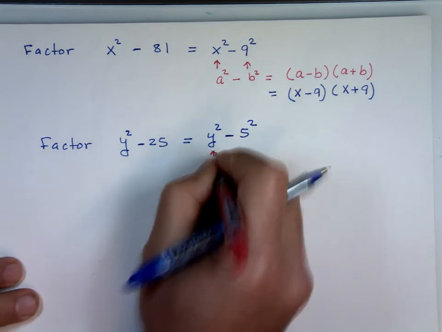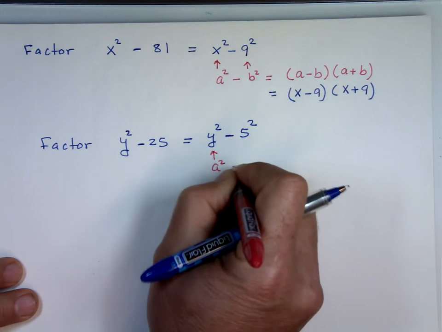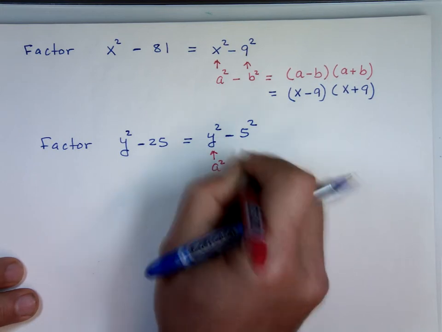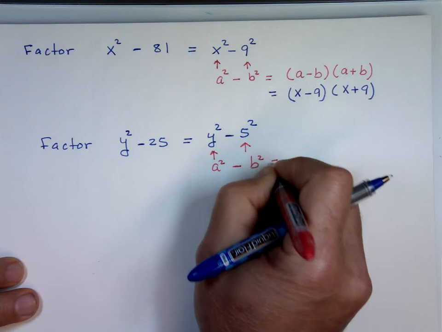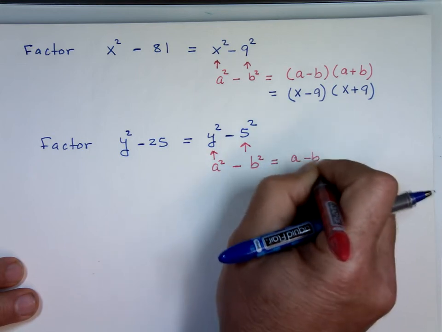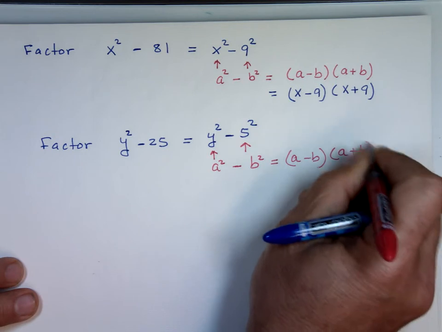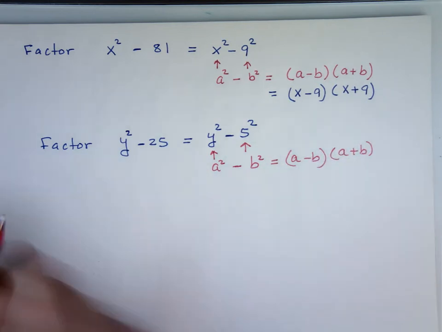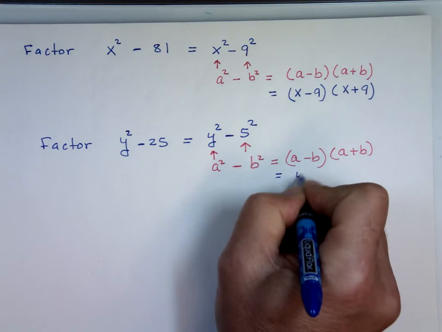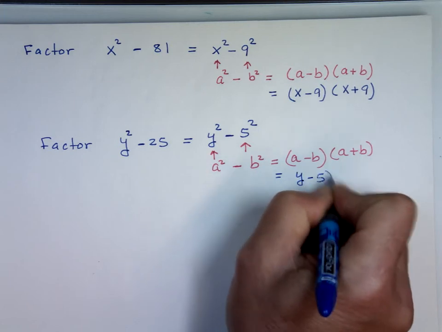A squared minus b squared. A minus b, a plus b. It doesn't matter which one you write first, the positive or the negative. You can flip-flop these. So it's actually y minus 5 times y plus 5.